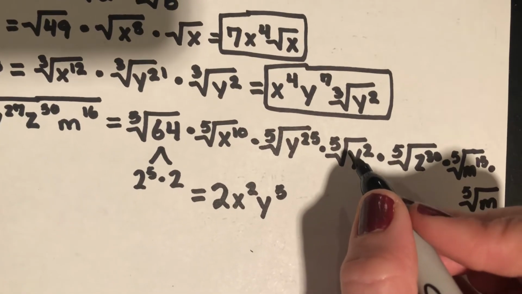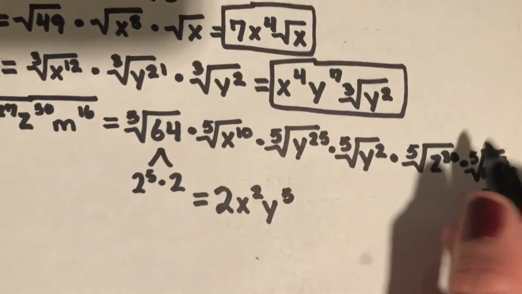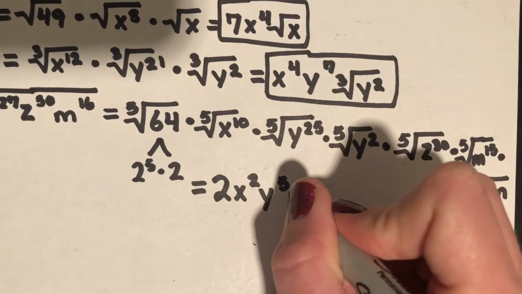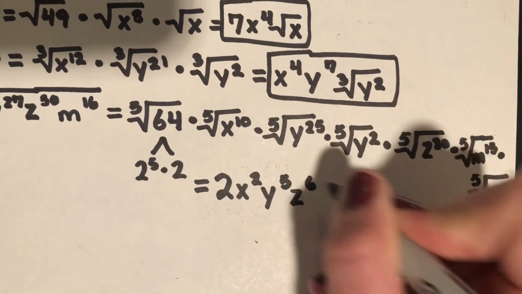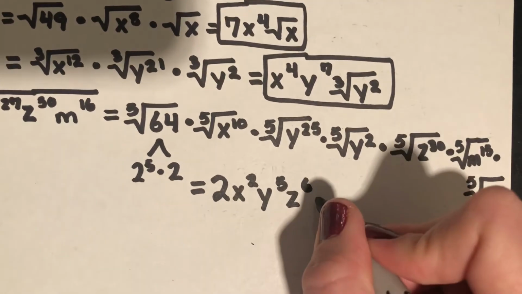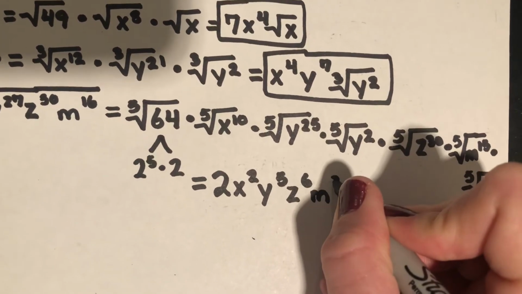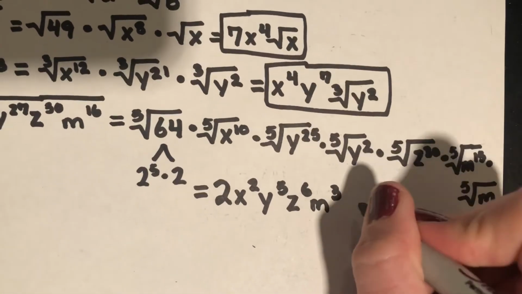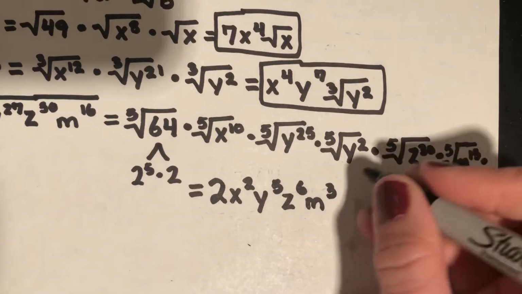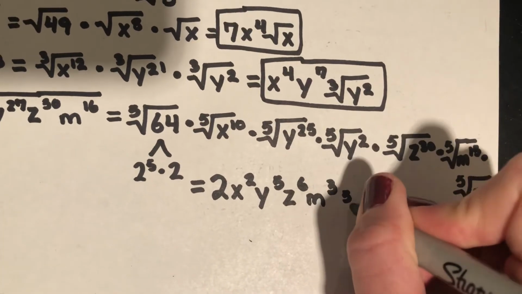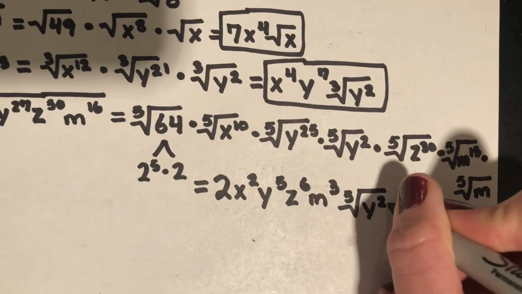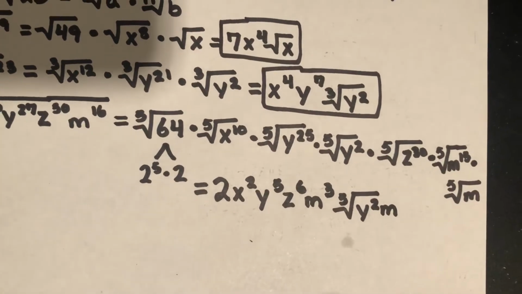All right. So let's go to the next one we can actually simplify. 30 divided by 5 is going to be z to the 6th. 15 divided by 5 is going to be m to the 3rd. And now we're going to put everything else we could not fit or could not simplify. So this is the 5th root of y squared m.